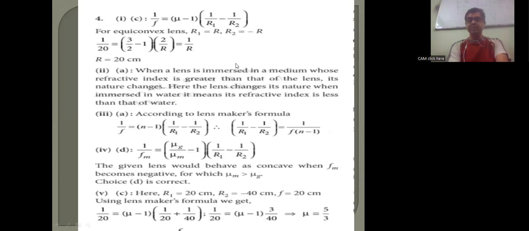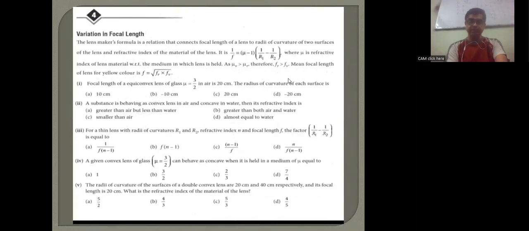When a lens is immersed in a medium whose refractive index is greater than that of the lens, its nature changes. Here the lens changes its nature when immersed in water. It means refractive index of lens is less than water but more than air. Now come to the next one, question number 3.